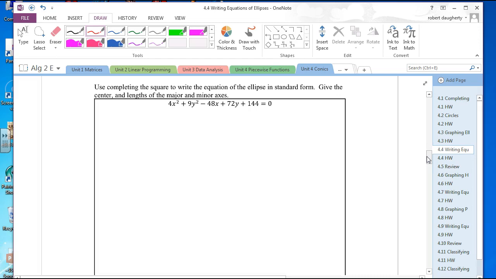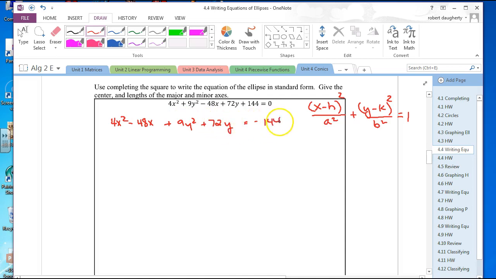So what do I need to do here? I want it to look like x minus h squared over a squared plus y minus k squared over b squared equal 1. So what do I do? Yeah, so let's get all the x's together. So 4x squared minus 48x, get the y's together, plus 9y squared plus 72y, and we'll say equal negative 144.